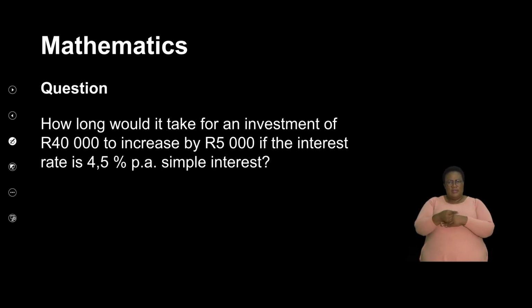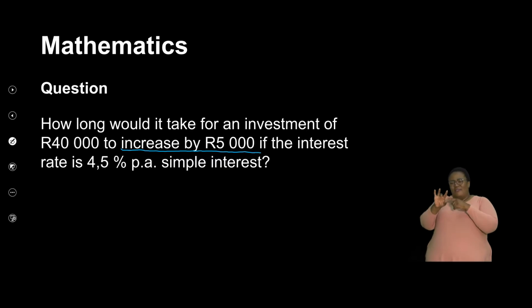Now, how long would it then take for an investment of 40,000 to increase by 5,000? Now, let's look at what they're saying. A very beautiful question indeed. Increase by 5,000. What is the 5,000? The 5,000 is the increment of the 40,000. And now what you will need to understand is the 5,000 is a once-off increase. So it means you started your investment with 40,000, and when you take out your investment, you take it out as 45,000. That's what the increase by 5,000 means.